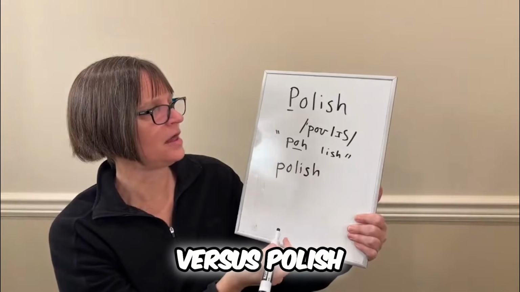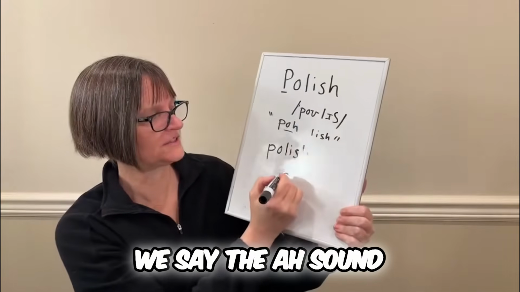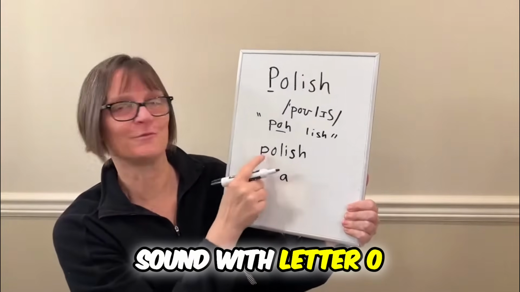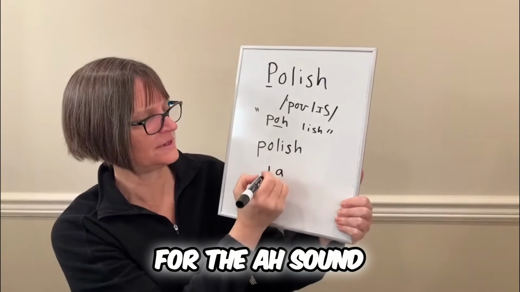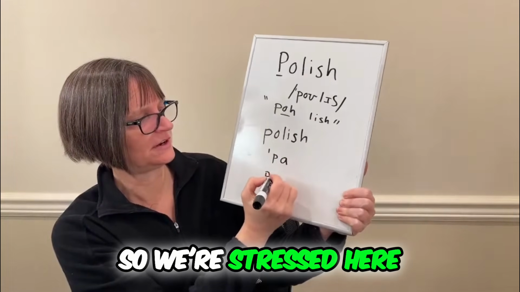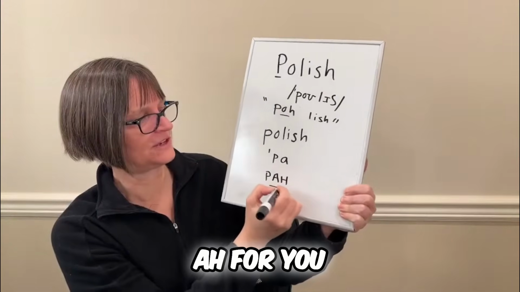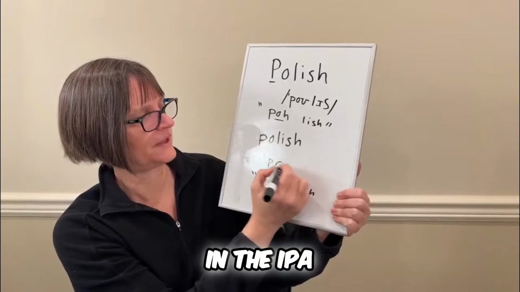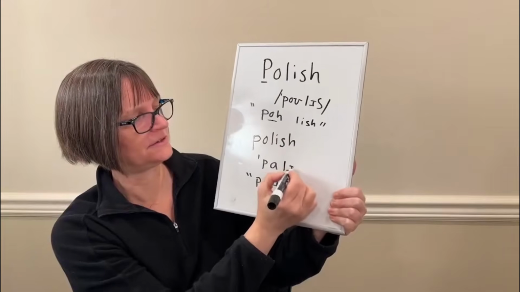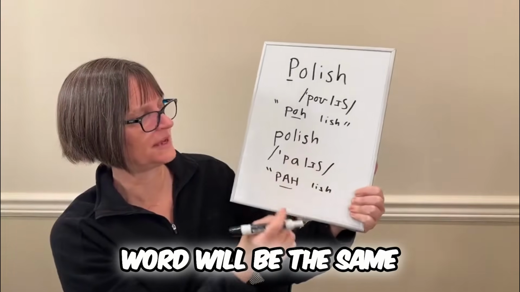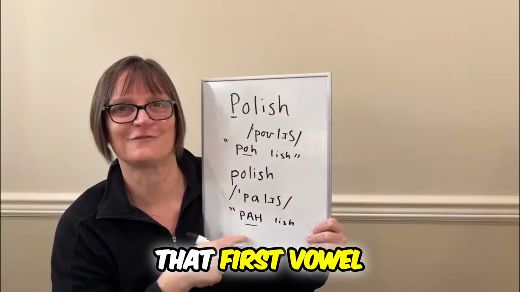Versus polish, we say the ah sound. We spell the ah sound with letter O. That's the most common spelling for the ah sound. So we're stressed here. I'm going to rewrite that with letters AH for you. So polish. In the IPA, you're going to see the A for the ah sound, and the rest of the word will be the same. So the only difference really is that first vowel.